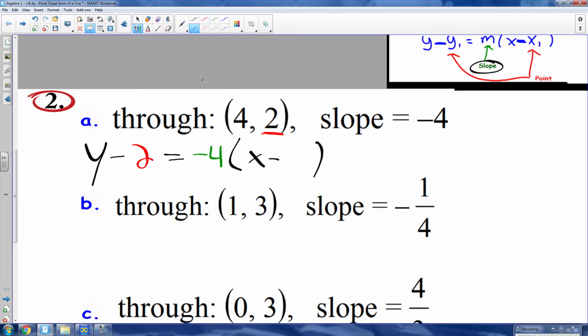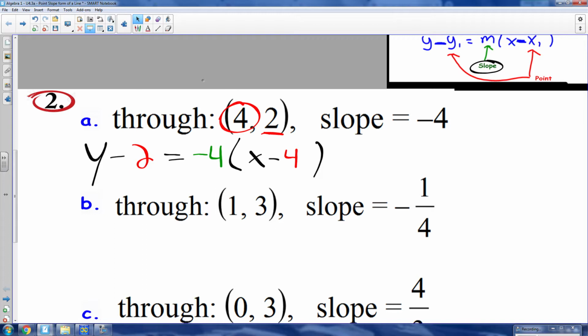And then it's going to be x minus, and then we need to look for the x value. What's the x value? +4, exactly. So this is +4. So that's it. It's done. That's all you do. It's pretty simple. So let me show you another one, okay?